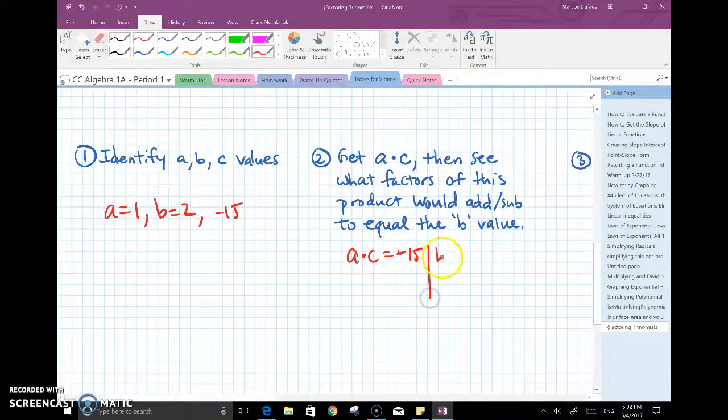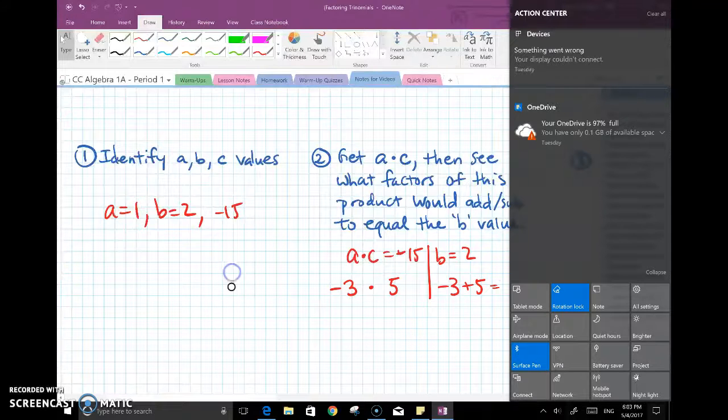And then I need to compare this with a 2. Now, I have to get factors of negative 15, which also add or subtract to make a positive 2. So this is about guessing and checking at this point. So let's see. The only numbers I can think of that multiply to make 15 and possibly a 2 would be 3 and 5. Now, I need to make a negative 15. So one of these needs to be a negative. So let's try to put the negative on the 3. And if I do that, what I get is negative 3 plus 5.